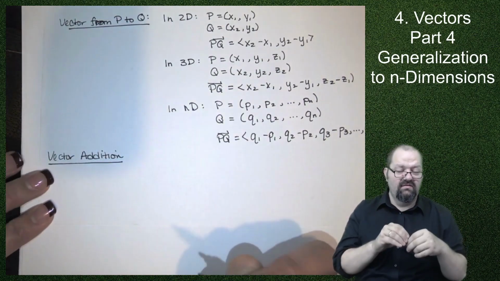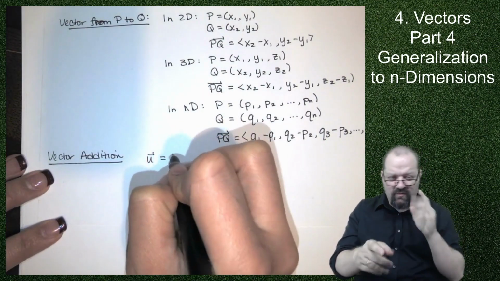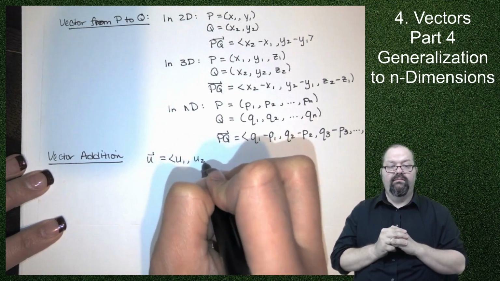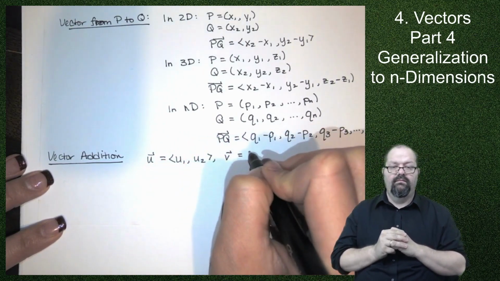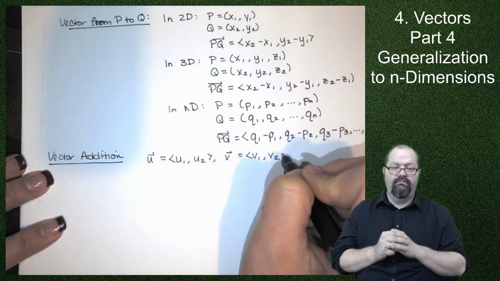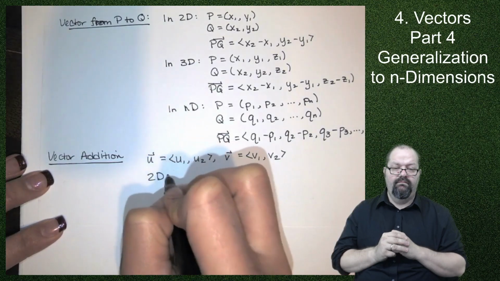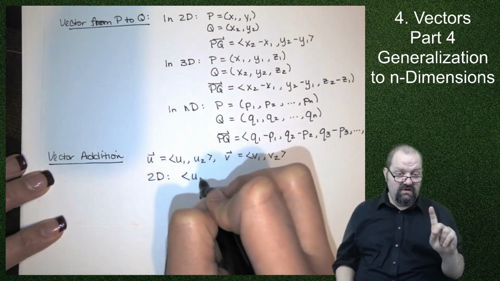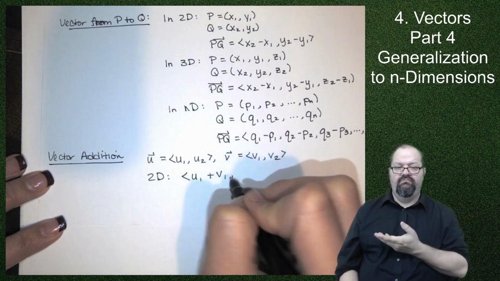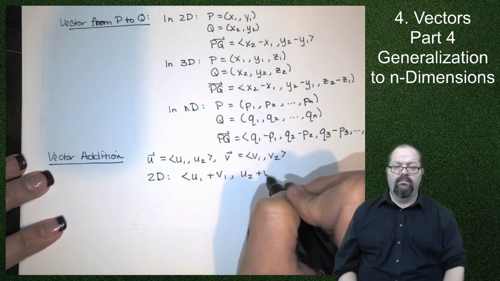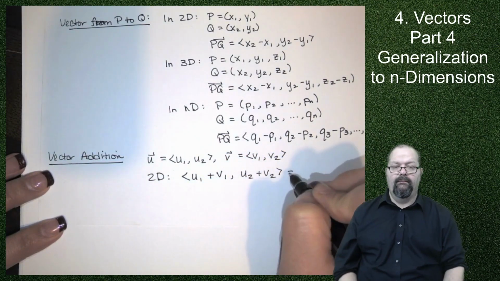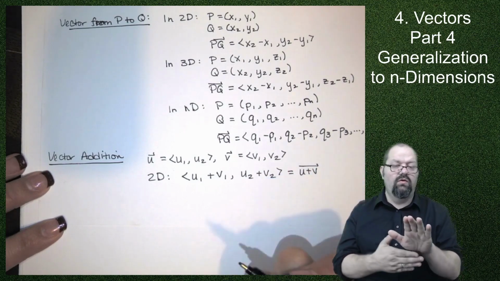We add component by component. So if U has components U1 and U2, and V has components V1 and V2, in 2D, you've got U1 plus V1 and U2 plus V2. That's your new vector U plus V.